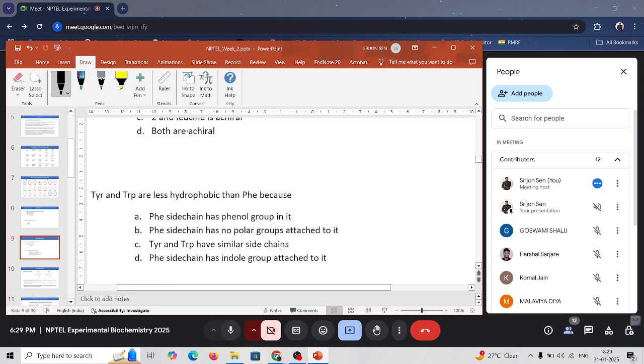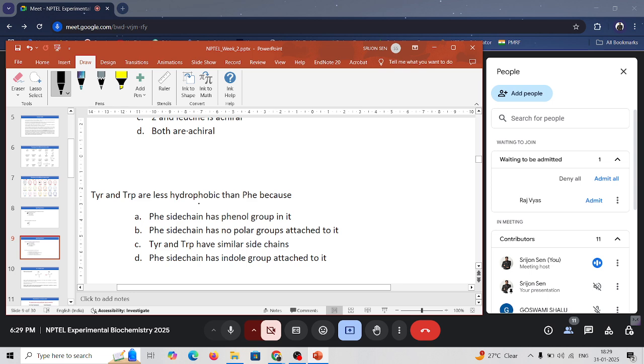Tyrosine and tryptophan are less hydrophobic than phenylalanine. Why is it so? Why are tyrosine and tryptophan less hydrophobic than phenylalanine? So what options do you have? Phenylalanine side chain has a phenol group in it. Phenylalanine side chain has no polar groups attached to it. Tyrosine and tryptophan have similar side chains. Phenylalanine side chain has indole group attached to it.